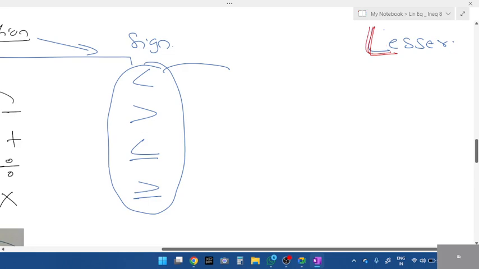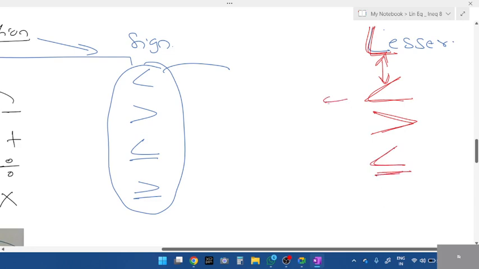Can you see the letter L, students? This is the lesser than symbol. Aren't they similar? They are kind of similar, right? What about this symbol? What do you call it? Greater. This is less than or equal to.